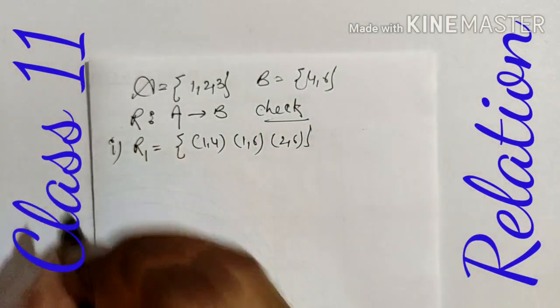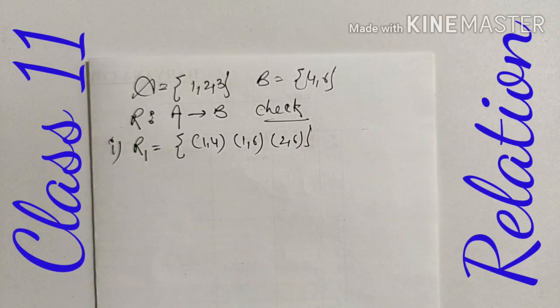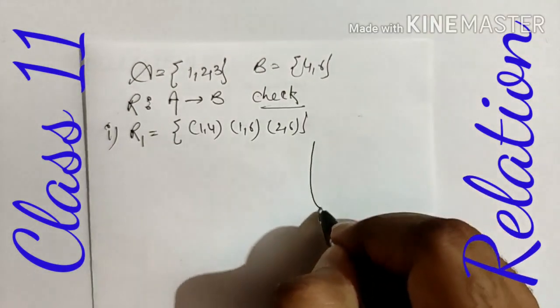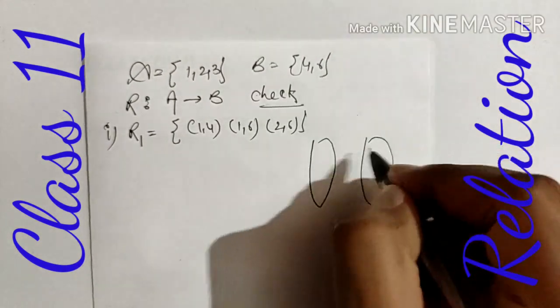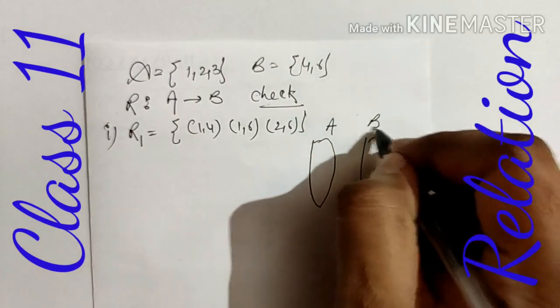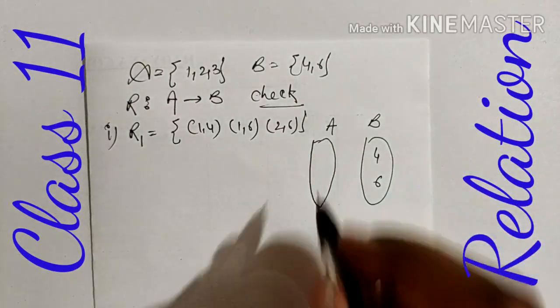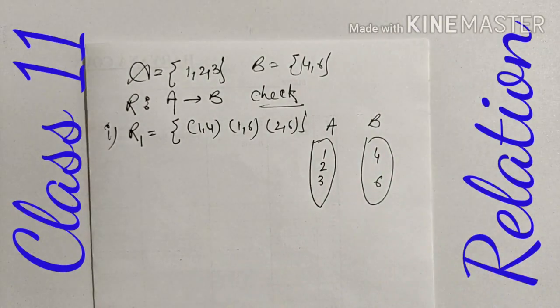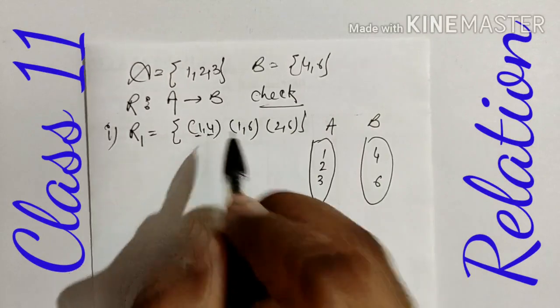We are taking the help of an arrow diagram, which makes it easier. For the arrow diagram, this is our input set, this is our output set, 4 and 6. This is our input set. If you see here, 1 is the input, 4 is the output.